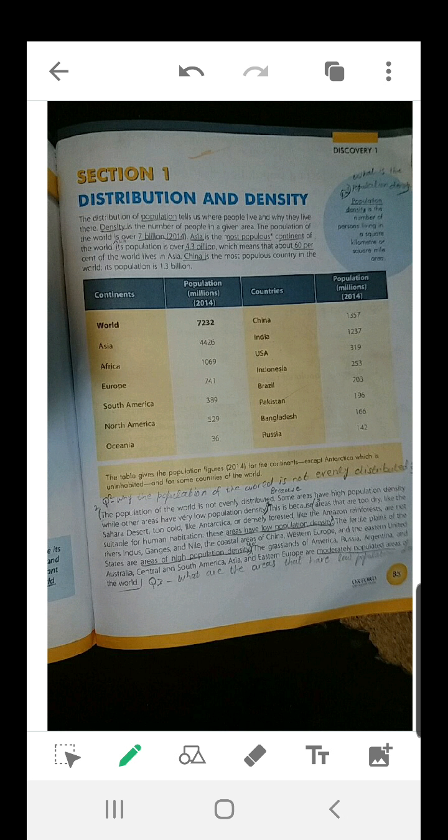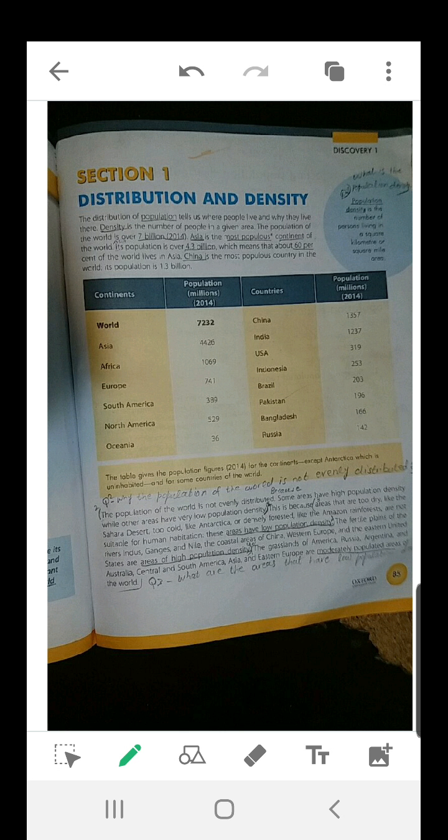Okay, so let's start. The distribution of population tells us where people live and why they live there. Density is the number of people in a given area. The population of the world is over 7 billion. Asia is the most populous continent of the world. Underline this. It is over 4.3 billion, which means about 60% of the world lives in Asia.